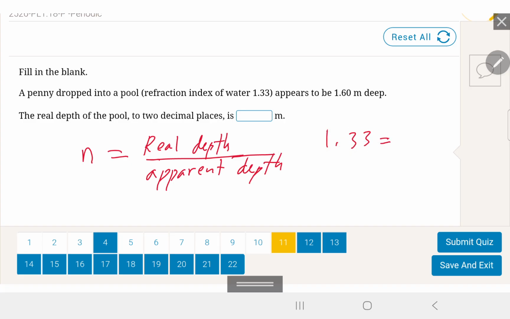So refractive index is 1.33 is equal to real depth. That's what we have to find. We don't know it. Real depth, we don't know it. Apparent depth, we have it, 1.60. So now if you cross multiply, real equals 1.60 times 1.33.